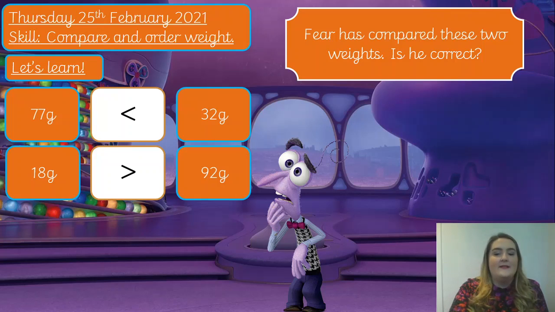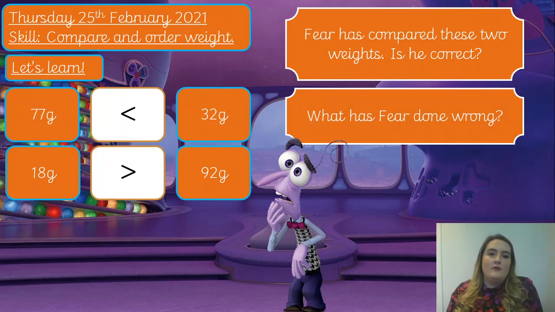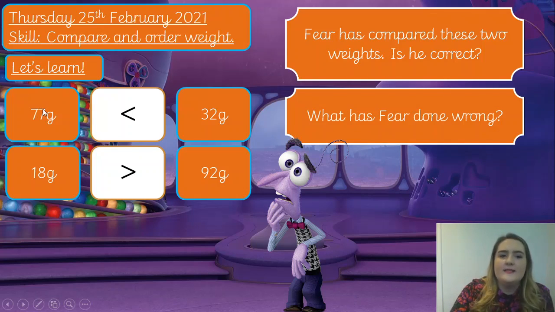Well done. Okay, so what has he done wrong then? So we know he's not right, he's incorrect. What has he done wrong? So here, he has put 77 grams. What's this symbol? Well done. 77 grams is less than 32 grams, and here he's put 18 grams is, what's this symbol? Well done, greater than 92. So he's got all a bit muddled, hasn't he? He's got a bit muddled between these numbers and the symbols that we use to compare.